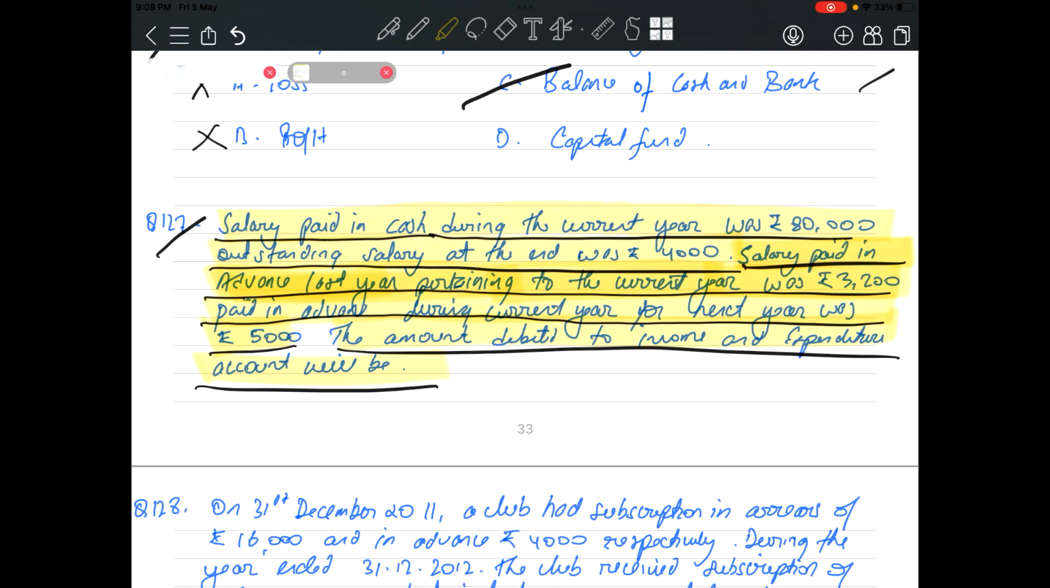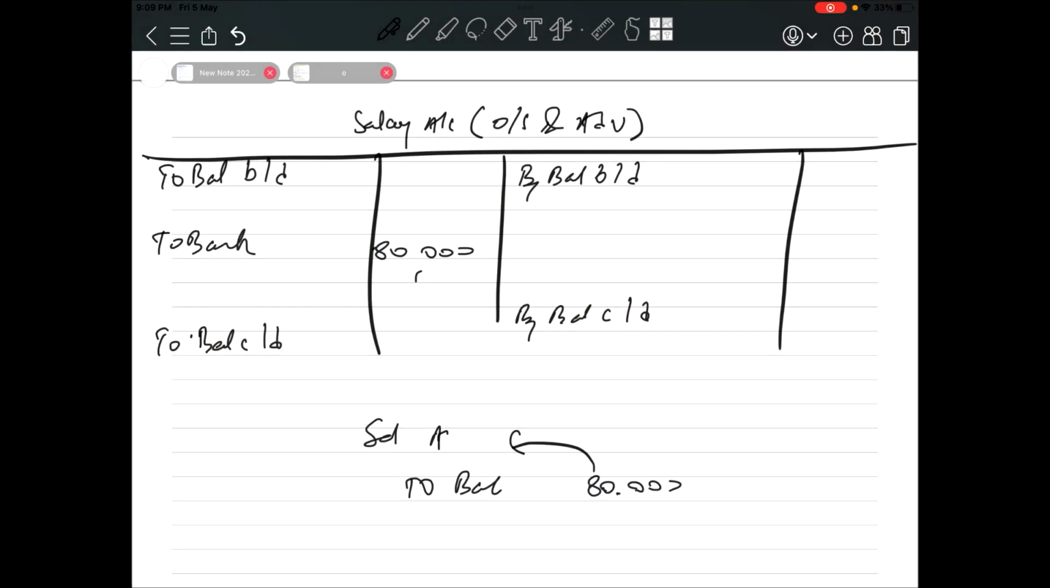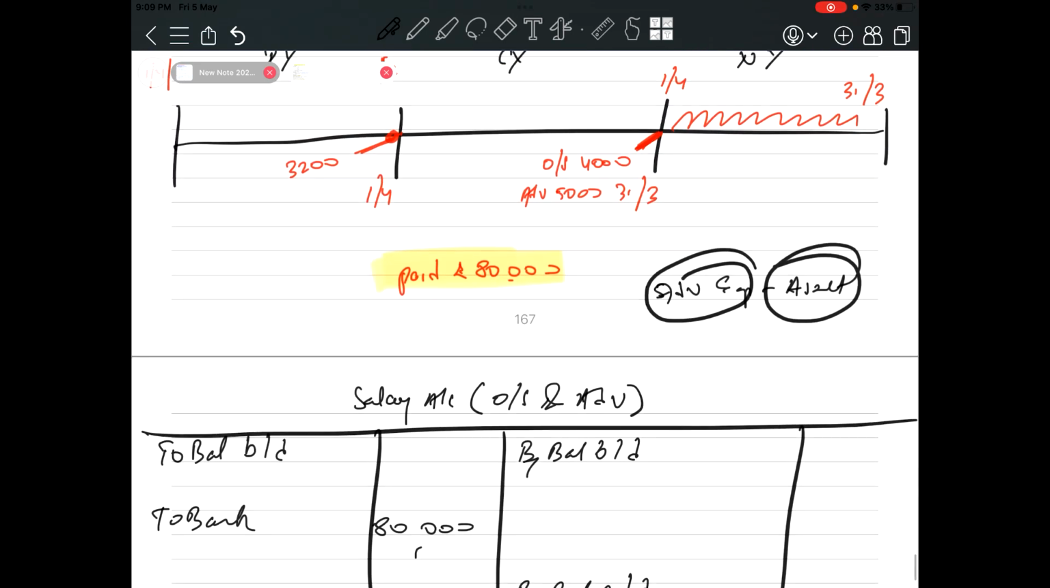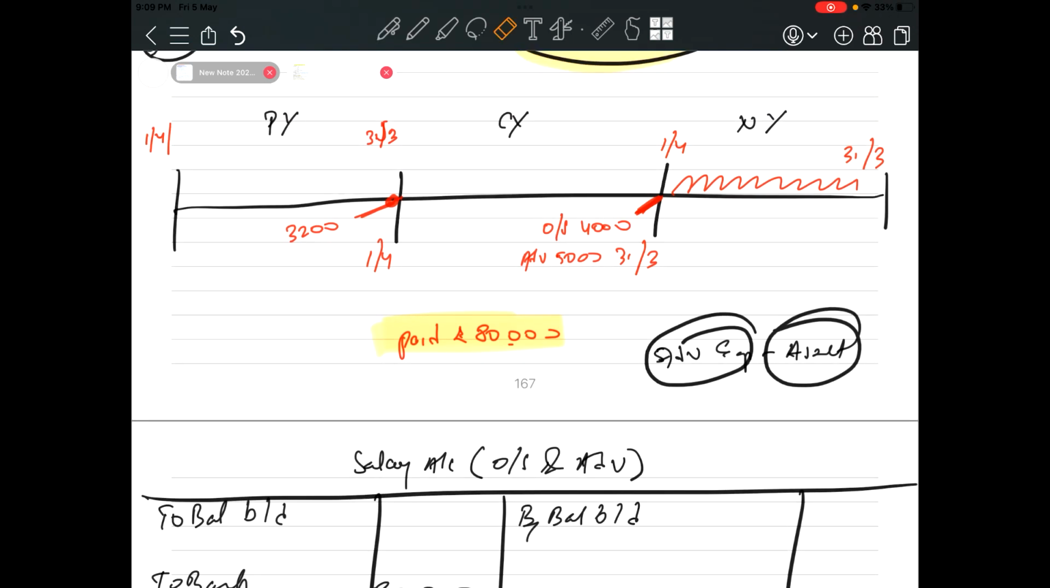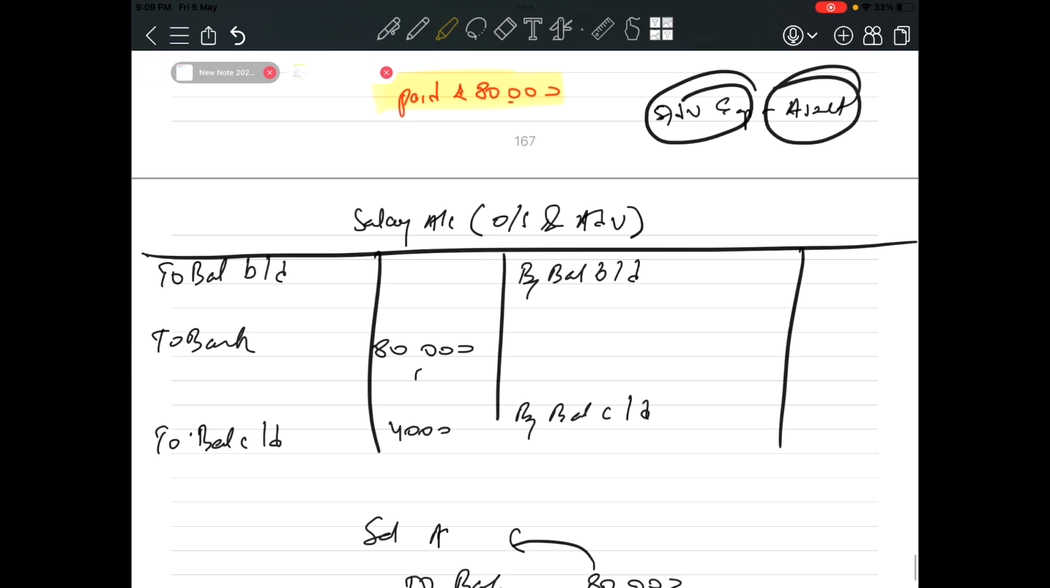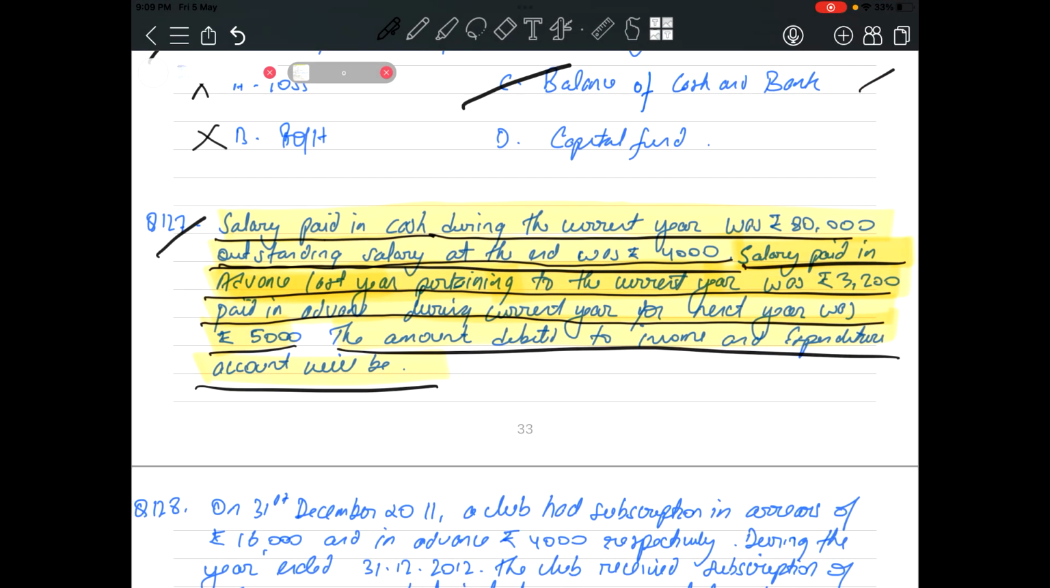Outstanding salary at the end of the current year was 4,000. They are talking about the current year. So at the end, where will the outstanding expense come? It will come here, 4,000. This is the current year, and we have outstanding salary of 4,000 rupees. So this will be the closing balance of the liability. Clear?